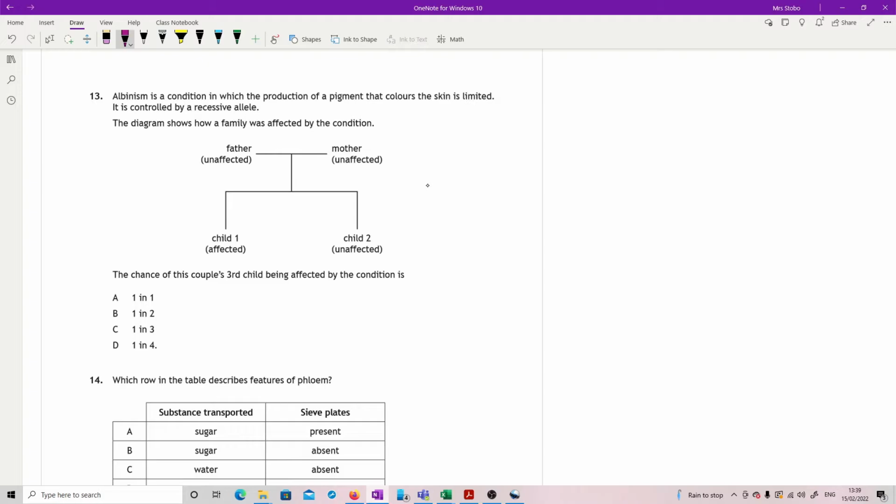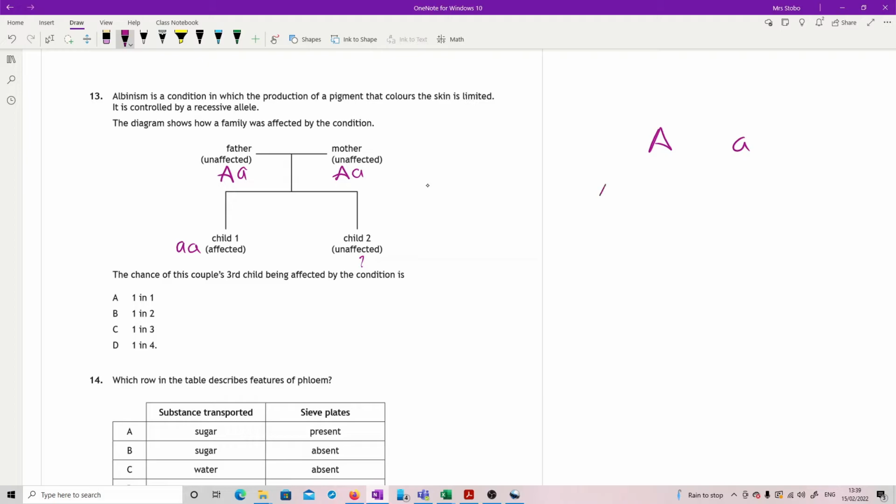Okay, so the father was unaffected, the mother was unaffected, but you have an affected child. If it's recessive, that means that they must have both given a recessive allele. So they must both have a recessive allele, but they don't show the condition themselves. So that must mean that they have an unaffected or a dominant allele. You don't actually know about child two. You're just going to do a Punnett square.